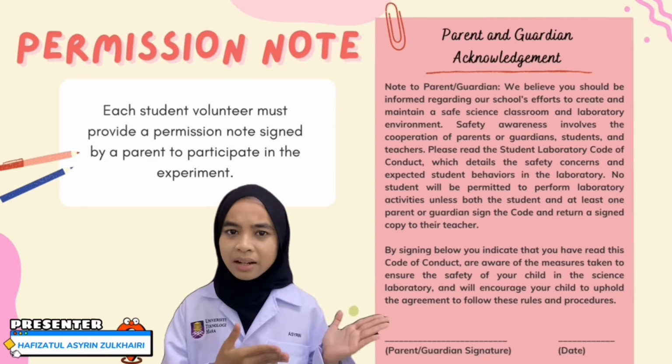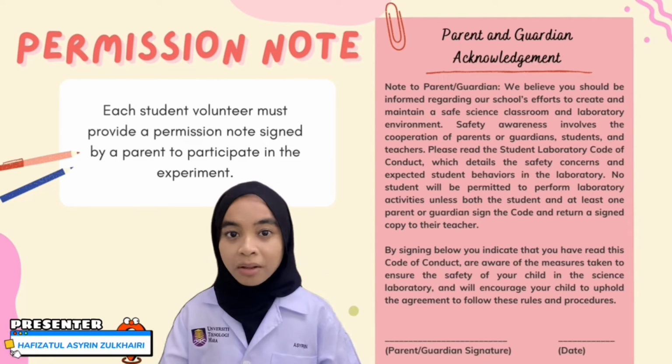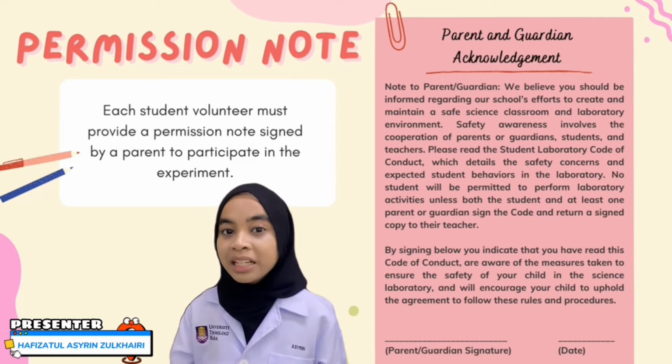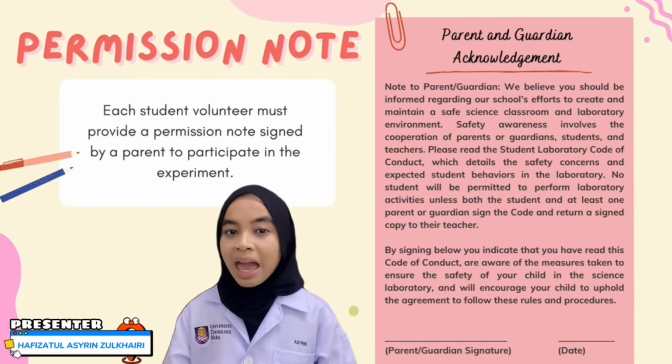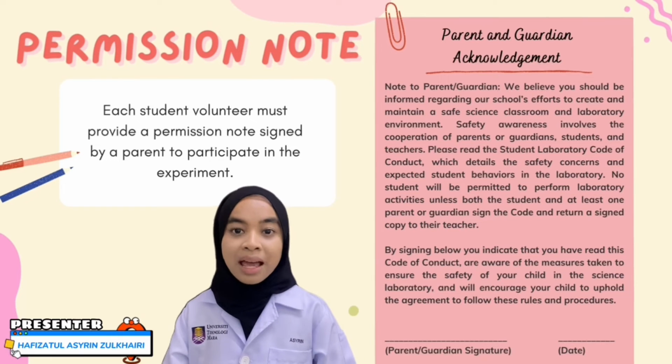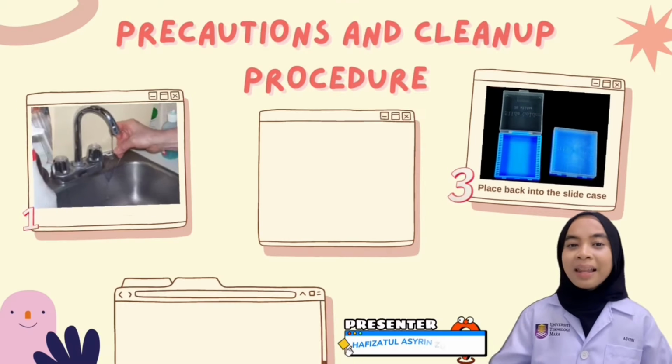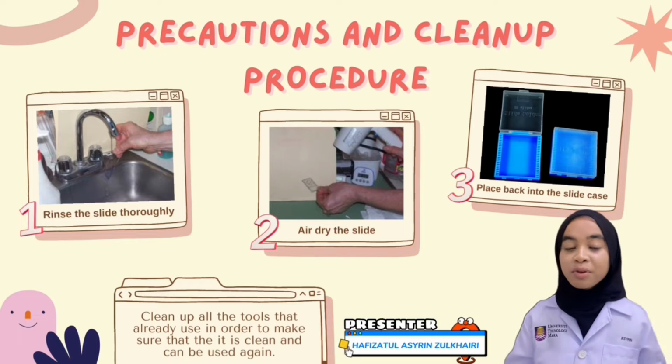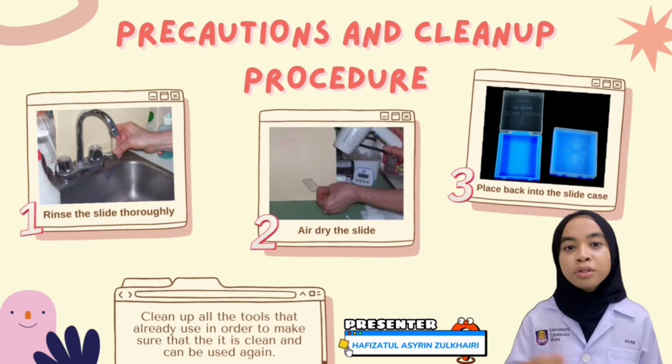If you can see here, this is an example of the permission note that must be given to the student's parent and needs to be signed by them before a volunteer student starts an experiment. Lastly, precaution and cleanup procedures similar to those used in blood sampling should be followed.